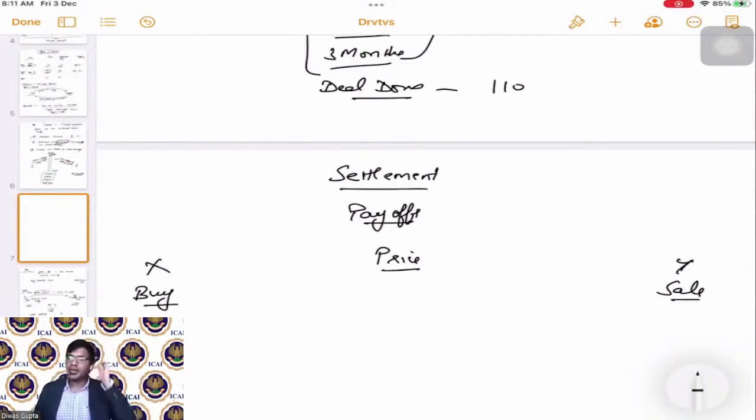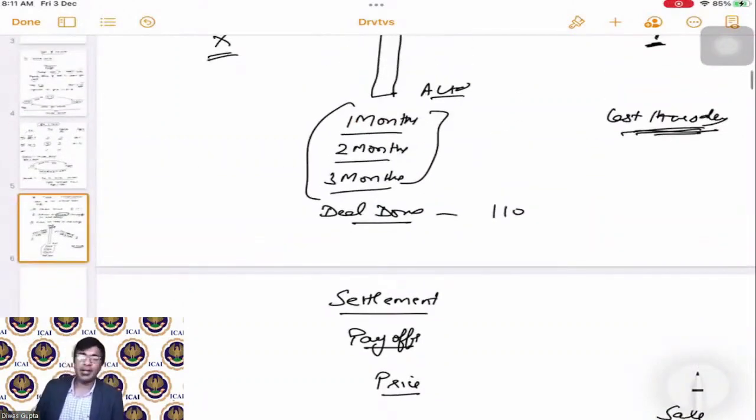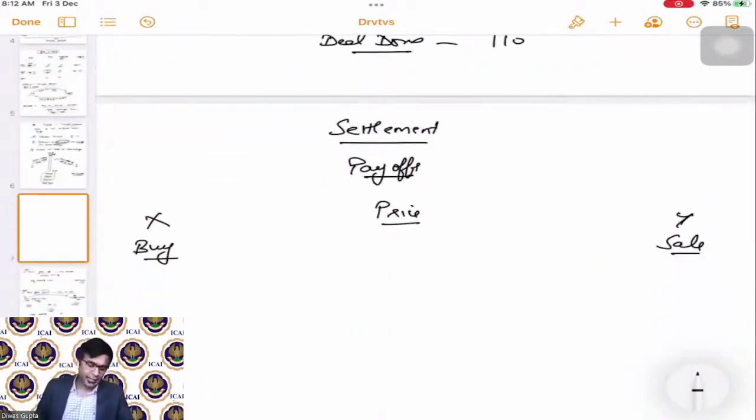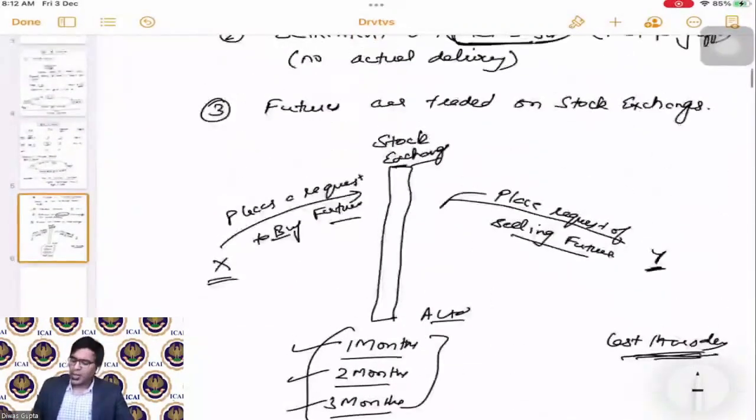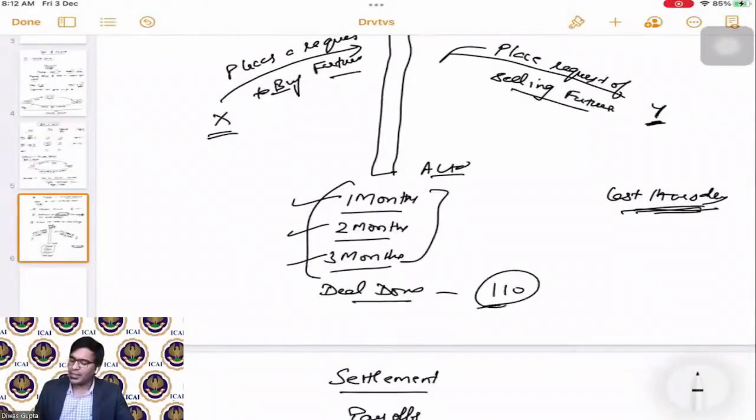So what if on the settlement? Settlement will happen when? Depending on the contract that they have entered. If they have entered a 1 month contract, 1 month from now. If they have entered a 2 month contract, 2 months from now, like that. So on settlement, let's say the price comes as 115. Now X has agreed to buy the stock at 110, because at 110 they have done the deal.